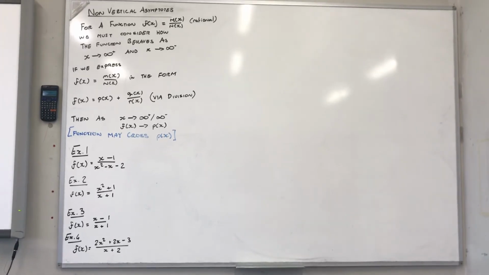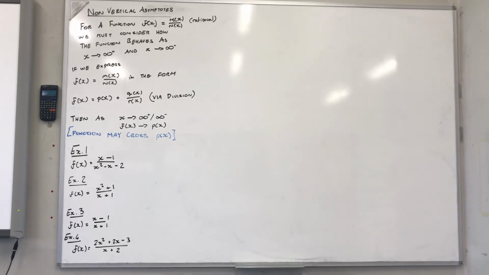Hi, so what we're going to do in this video is look at non-vertical asymptotes. So we have a rational function of the form f of x equals m of x over n of x. We must consider how the function behaves as x tends towards positive and negative infinity if we're going to effectively sketch it or understand it.